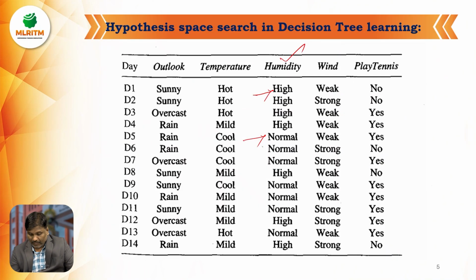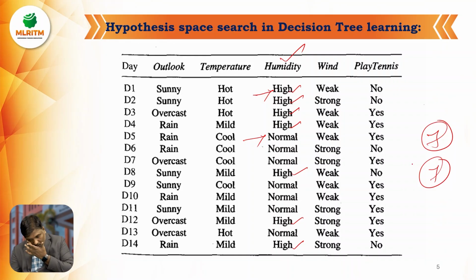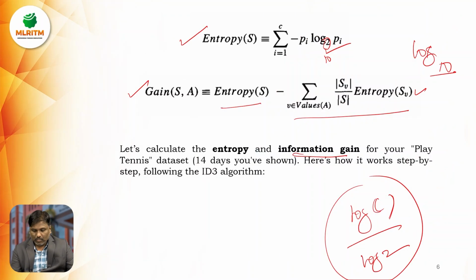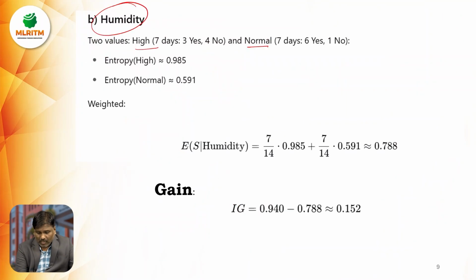From the given data set, how many highs? 1, 2, 3, 4, 5, 6, and 7. 7 highs are there, so out of 14, the remaining 7 are normal condition. Now we try to find out, for the high condition, how many yes and how many no conditions we can identify. Out of 7, 3 are yes and 4 are no. For normal condition, 6 are yes and 1 is no.